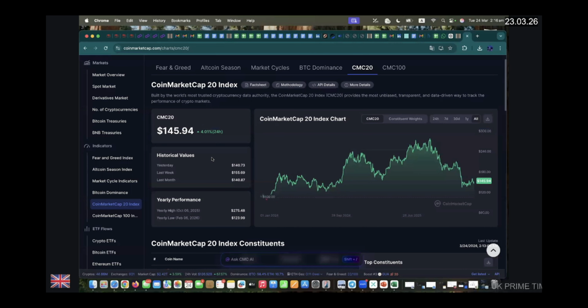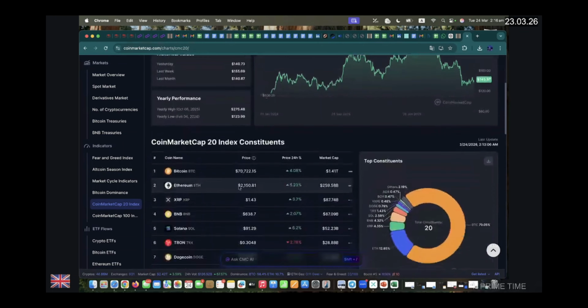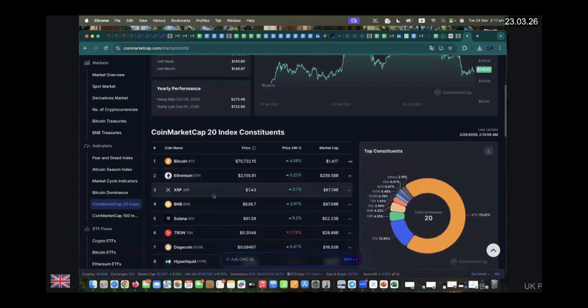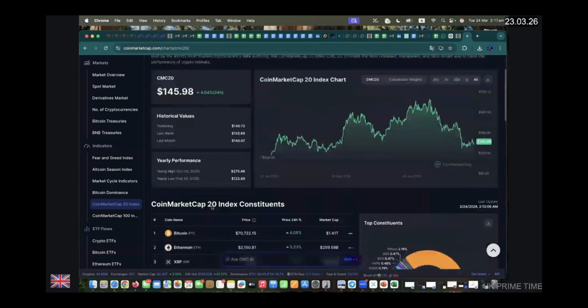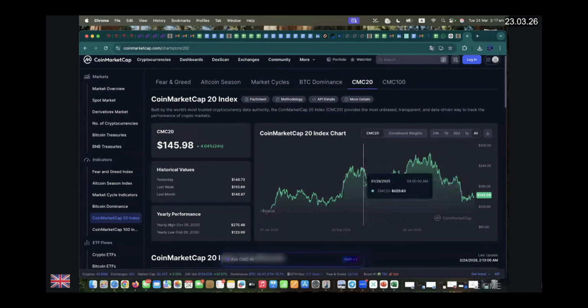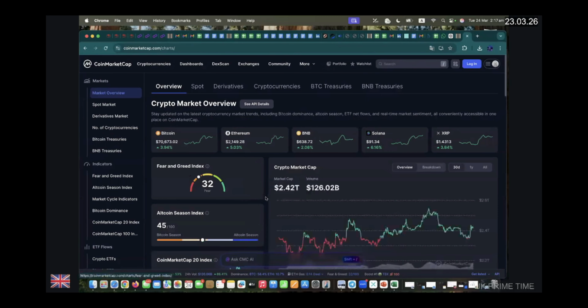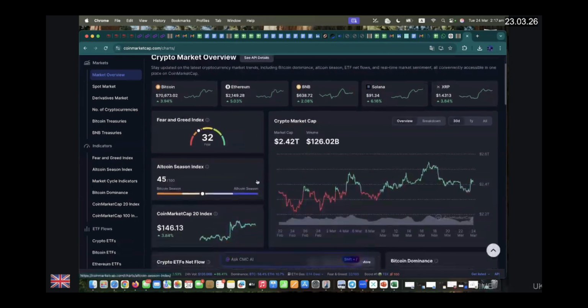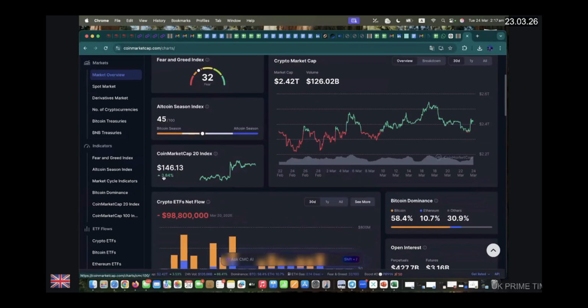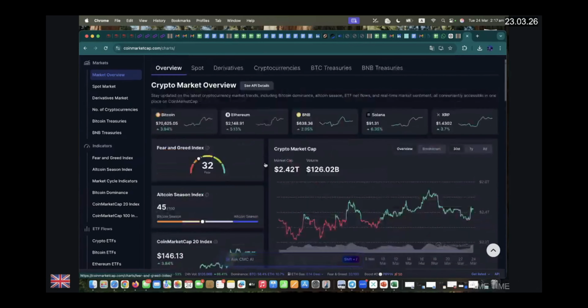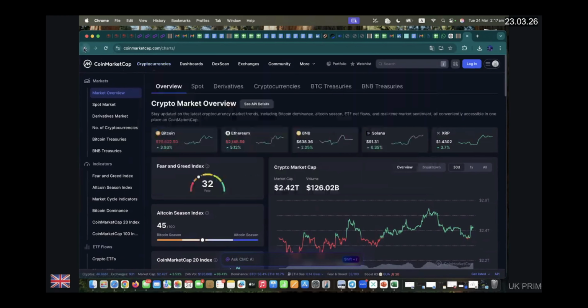This is the index of 20 assets on CoinMarketCap, which they have created to monitor the market. So this is Bitcoin, Ethereum, XRP, BNB. When you see this going down or up, that means the whole market is going up or down. The volatility of the whole market can be judged with this index. Or you can look at the whole market cap and see how the indices are performing and then how the whole market is performing.